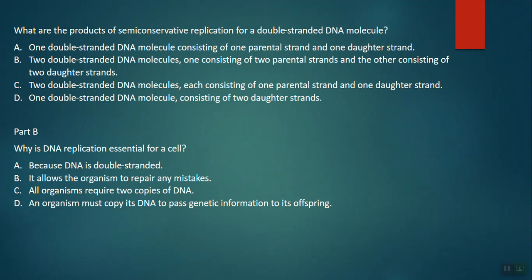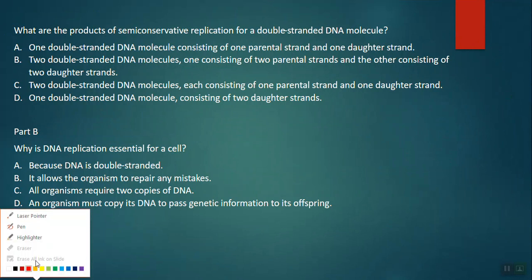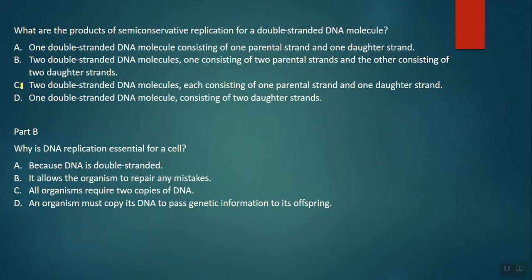And as you know, in DNA, A always pairs with T, or adenine to thymine, guanine to cytosine. So what you end up with is letter C, two double-stranded DNA molecules, each consisting of one paternal strand and one daughter strand. So, I'm just going to put little highlighters. C is our correct answer for that one.